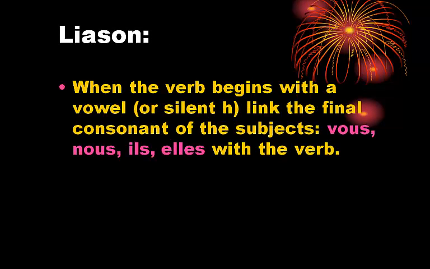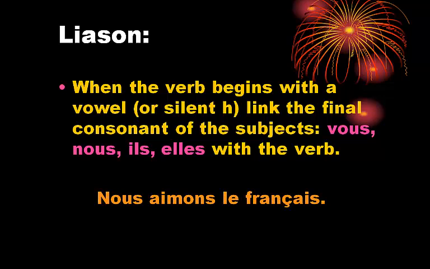Liaison is when you link the final consonant with the next word, and the final consonant of the subjects vous, nous, ils, and elles, you can see they all end in the letter S, which is typically silent. However, if the next word starts with a vowel, so if your verb starts with a vowel or a silent H, you will actually pronounce that S like a Z. So if you look at this example sentence, nous aimons le français, typically we pronounce that word nous, but because aimons starts with a vowel, we pronounce that S like a Z. Nous aimons le français. That's what we call liaison.